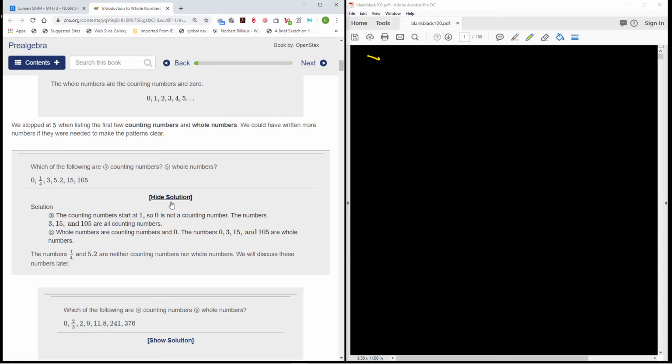Counting numbers are numbers that start at 1, so 0 is not a counting number. So the numbers 3, 15, and 105 are considered counting numbers. In this case, the numbers 1/4 and 5.2 are neither counting numbers nor whole numbers. We learn about those later.